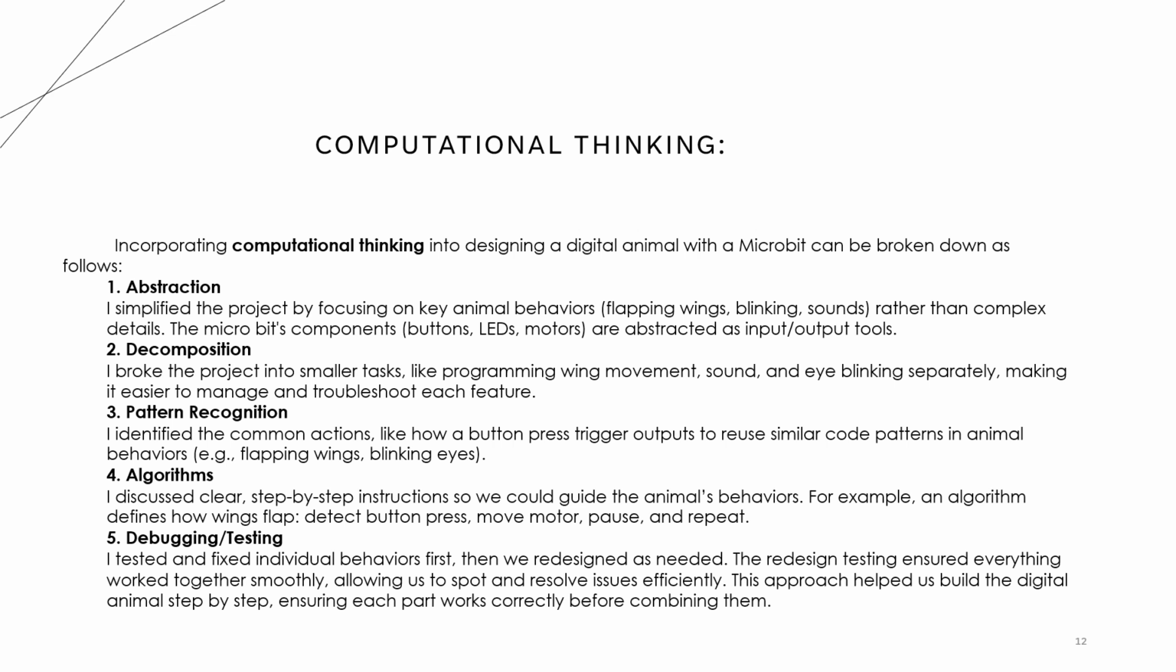And then the pattern recognition: I identified the common actions, like how a button press triggers outputs, to reuse similar code patterns so they could repeat the coding, like flapping wings and blinking eyes and things like that. The algorithms: I discussed clear step-by-step instructions so we could guide the animal's behavior. And then debugging and testing: I tested and we fixed individual behaviors, and we had to fix cords and adapt the box to fit the eyes and things like that, that were just part of the design process.